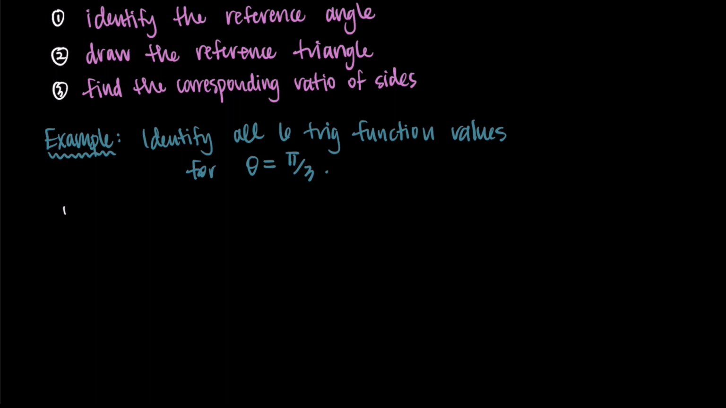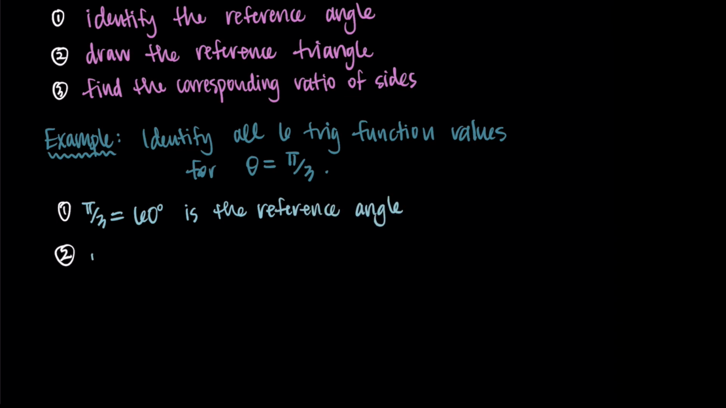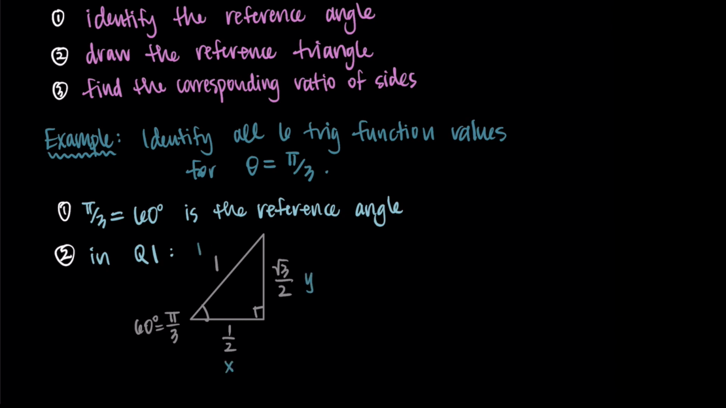Pi over 3, which is 60 degrees, is in the first quadrant, and so it actually just is its own reference angle. So pi over 3 is the reference angle, and we'll just draw the pi over 3 triangle in quadrant 1. Quadrant 1 means both the x and the y are positive, and so our triangle looks like this, and the side lengths are all positive. So we have x, y, and r. I'm going to label that just to help us out when we start doing the trig functions.